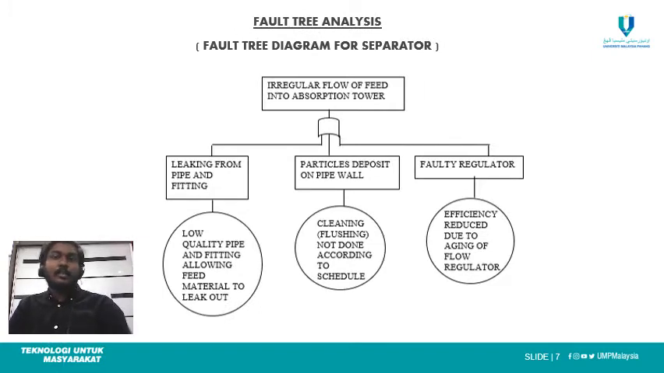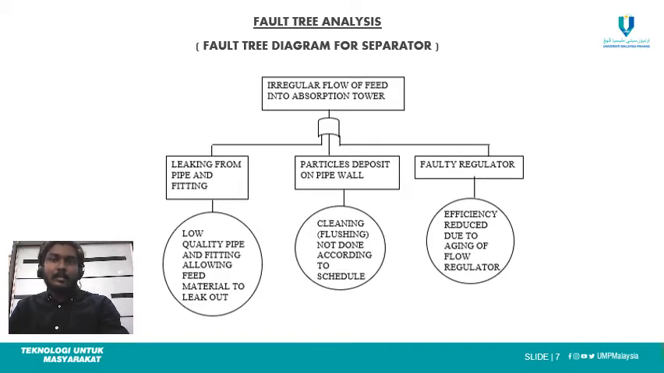We move on to the second faulty diagram, based on the fault present in the separator unit, which is the absorption tower. The problem that we are talking about is the irregular feed flow, which might be caused by, first, leaking from pipe and fittings due to usage of low quality pipe and fittings. Second, particles build up on the pipe wall due to no flushing process done can also trigger the feed flow problem. Lastly, there might be a faulty flow regulator, which usually happens due to the aging factor of this equipment.